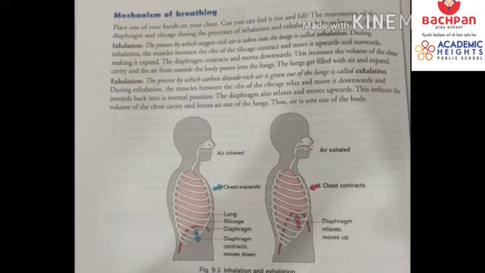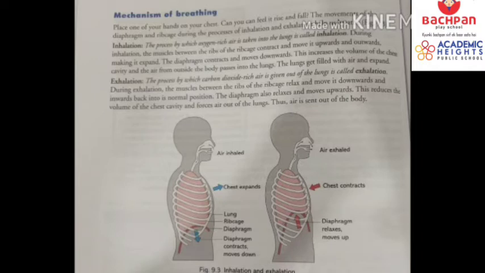Ribs, they move upwards. In the diagram you can see ribs जो हैं वो ऊपर की तरफ move करते हैं. And what happens? Diaphragm moves down. Diaphragm नीचे की तरफ move करता है. And this movement increases space in our chest cavity. क्या करते हैं? चेस्ट कैविटी के अंदर स्पेस बना देते हैं and air rushes into the lungs and the lungs get filled with the air.